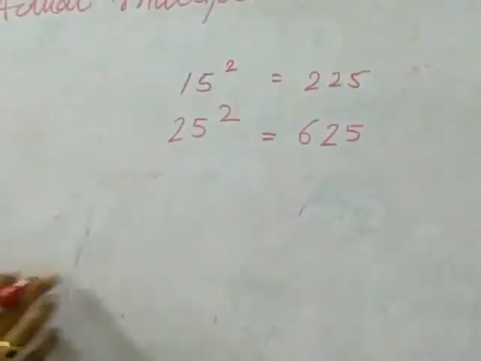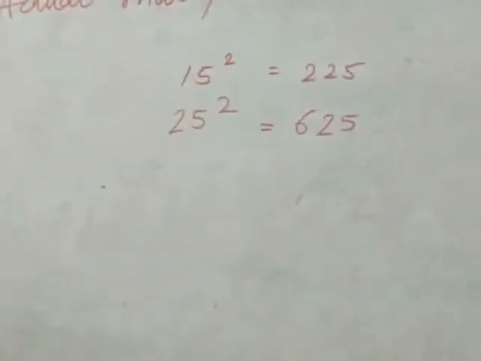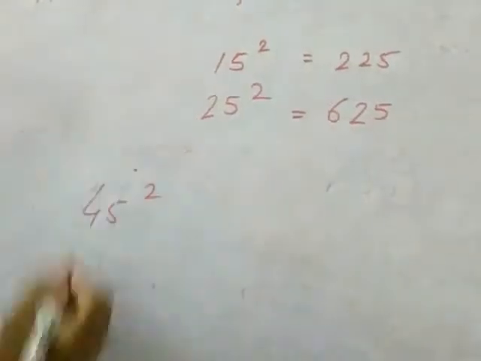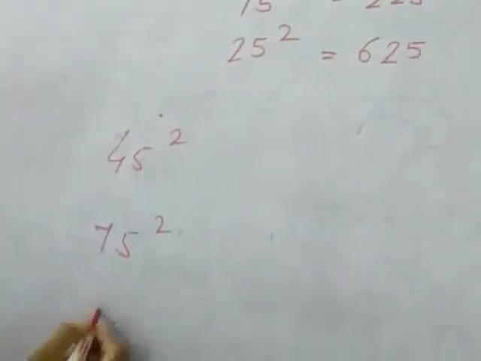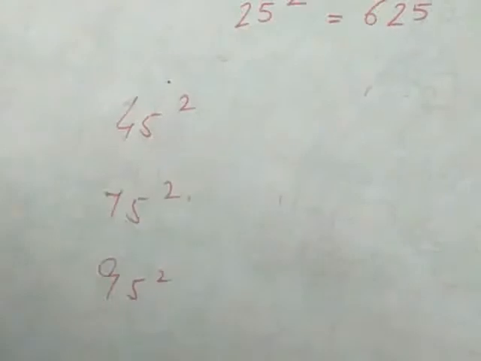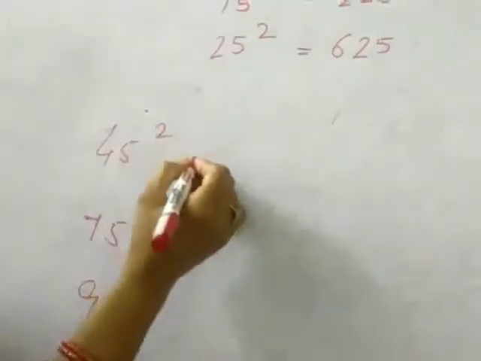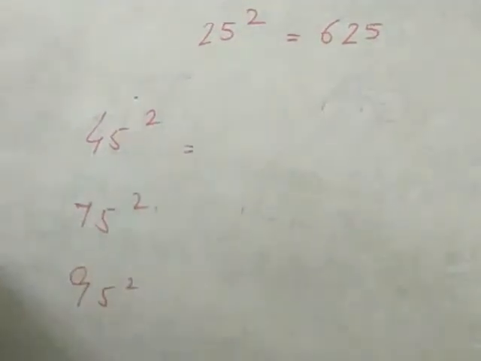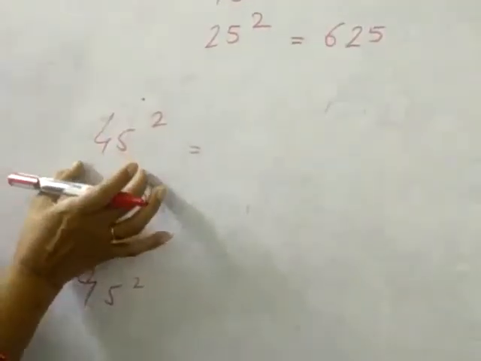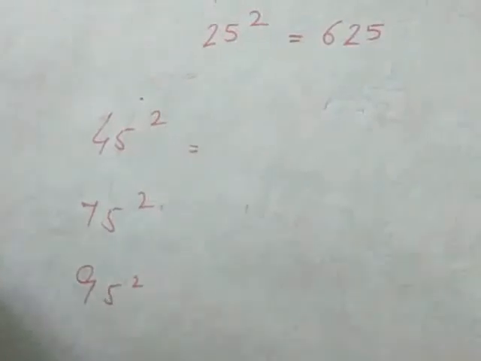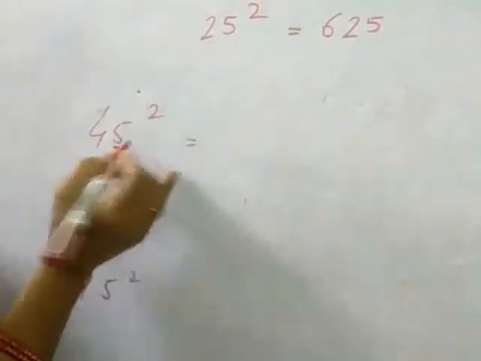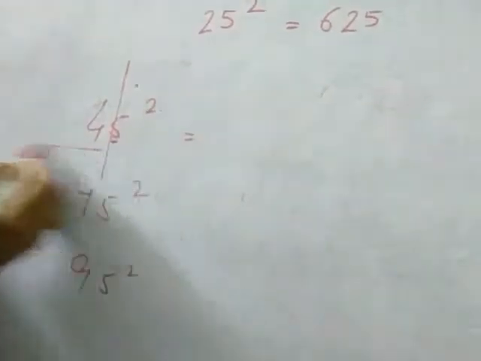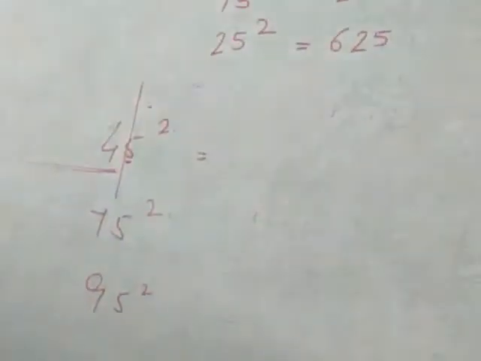Now I am going to find the square of a number which ends with 5. For example, 45 square, 75 square or 95 square. I have not learned this, yet without that I am going to find the answer. So what are we supposed to do in this trick? I am going to divide this number into two parts. The ones digit, that is always 5, is one part, and the remaining digits, whatever is left, are the second part.